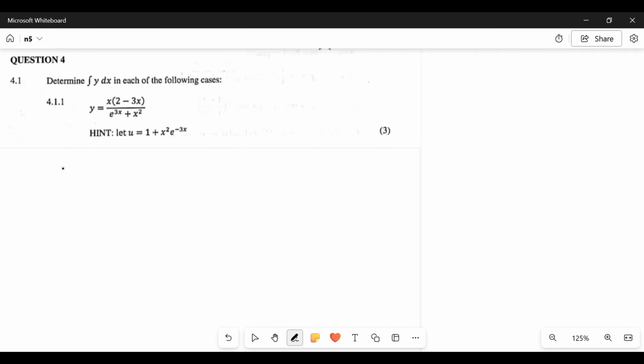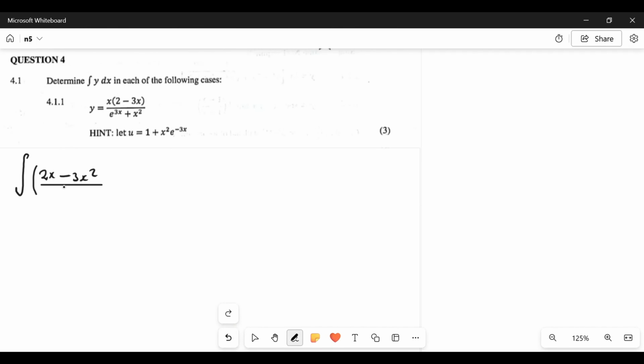So let me rewrite this question so that we can solve it. When you rewrite this, rather include the integral sign for now. Let's simplify the numerator there. Let's remove the brackets. If we multiply x with the 2 there, we're going to have 2x on the numerator. And x multiplied by negative 3x, we're going to have negative 3x squared. All this is divided by the denominator. You also need to simplify this denominator there. So we need to take out the common factor, which is e to the power of 3x.